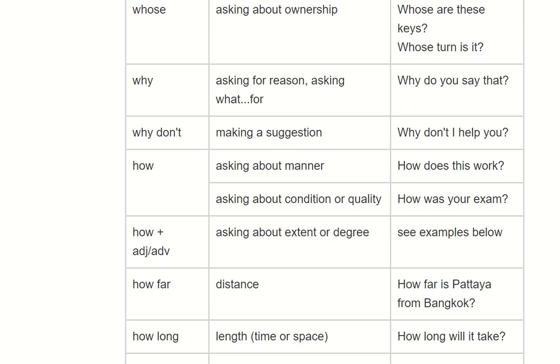Next one is why don't, in order to make a suggestion. For example, why don't I help you? Why don't you go for a trip in order to relieve your stress? That is why we use why don't.